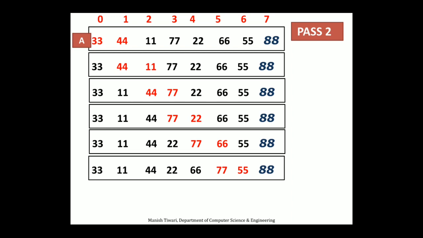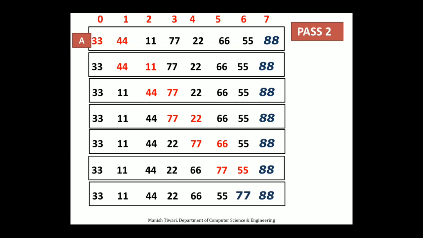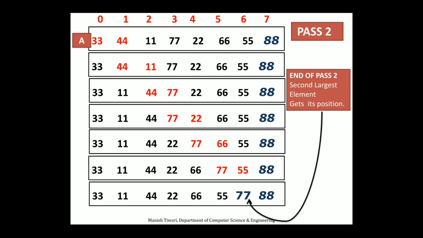So in pass 2, the number of comparisons will be 1 less than in pass 1. Now here you see 77 and 5 will be compared, and 77 will be at its correct position after this comparison. So at the end of pass 2, the second largest element gets its position. That means the second largest element is now at its correct position. You can say that at the end of pass 2, two elements are sorted.